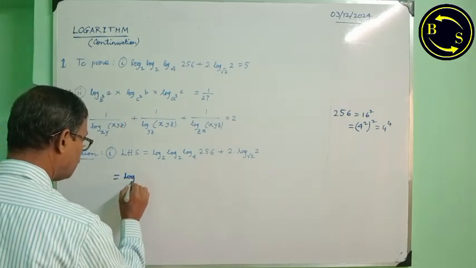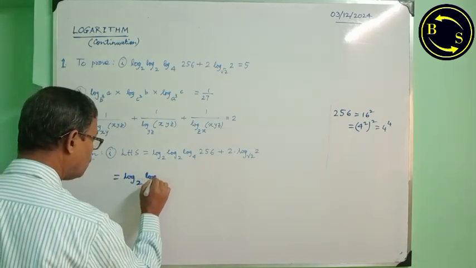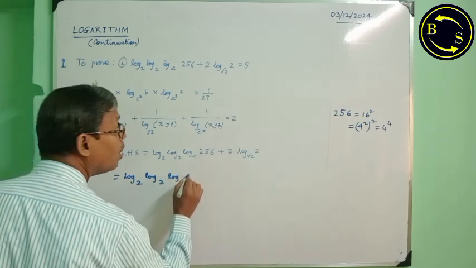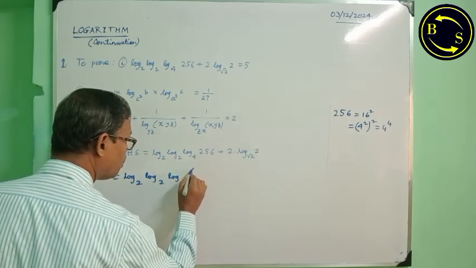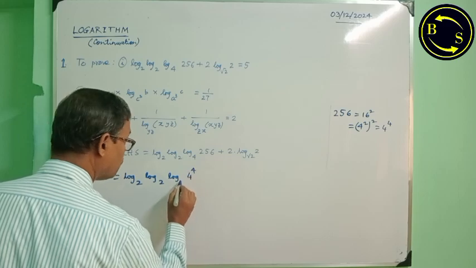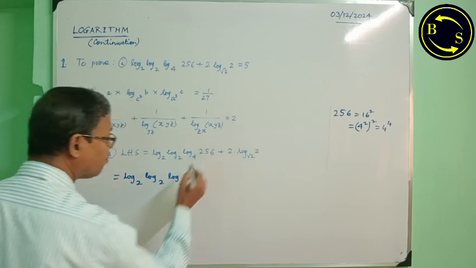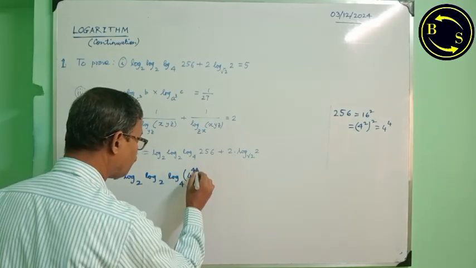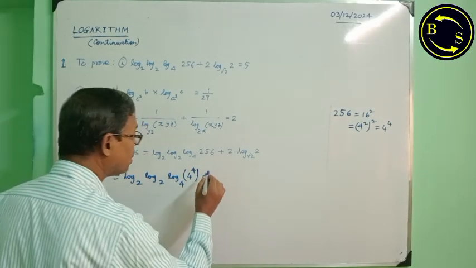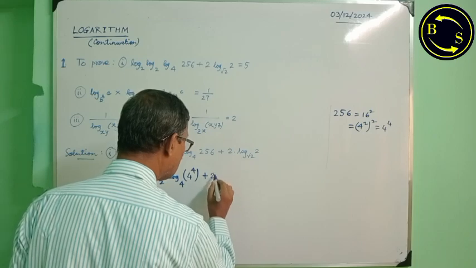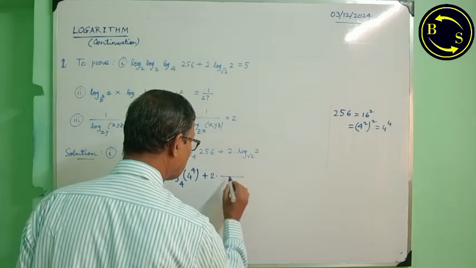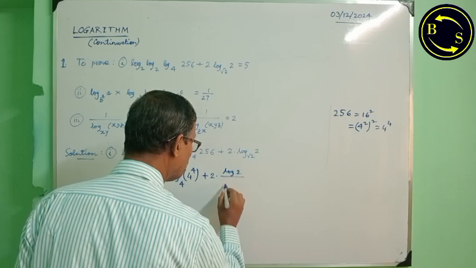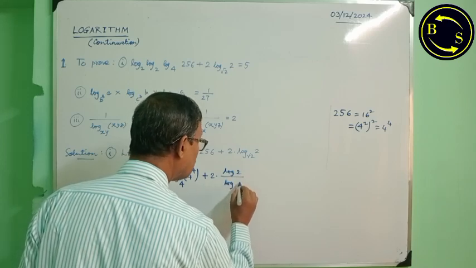Log base 2 of log of 4 to the power 4 to the base 4. In place of 256, I have written 4 to the power 4 plus, here I apply the base changing formula like this: numerator log 2, denominator log of root 2.